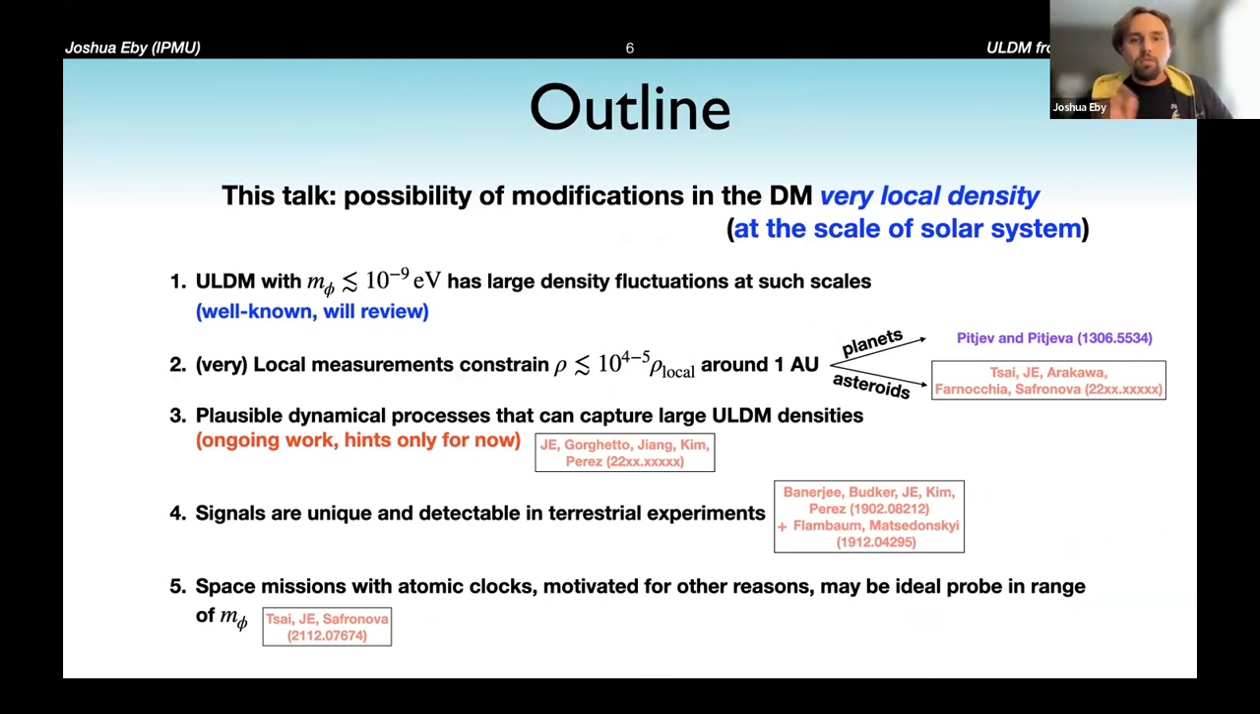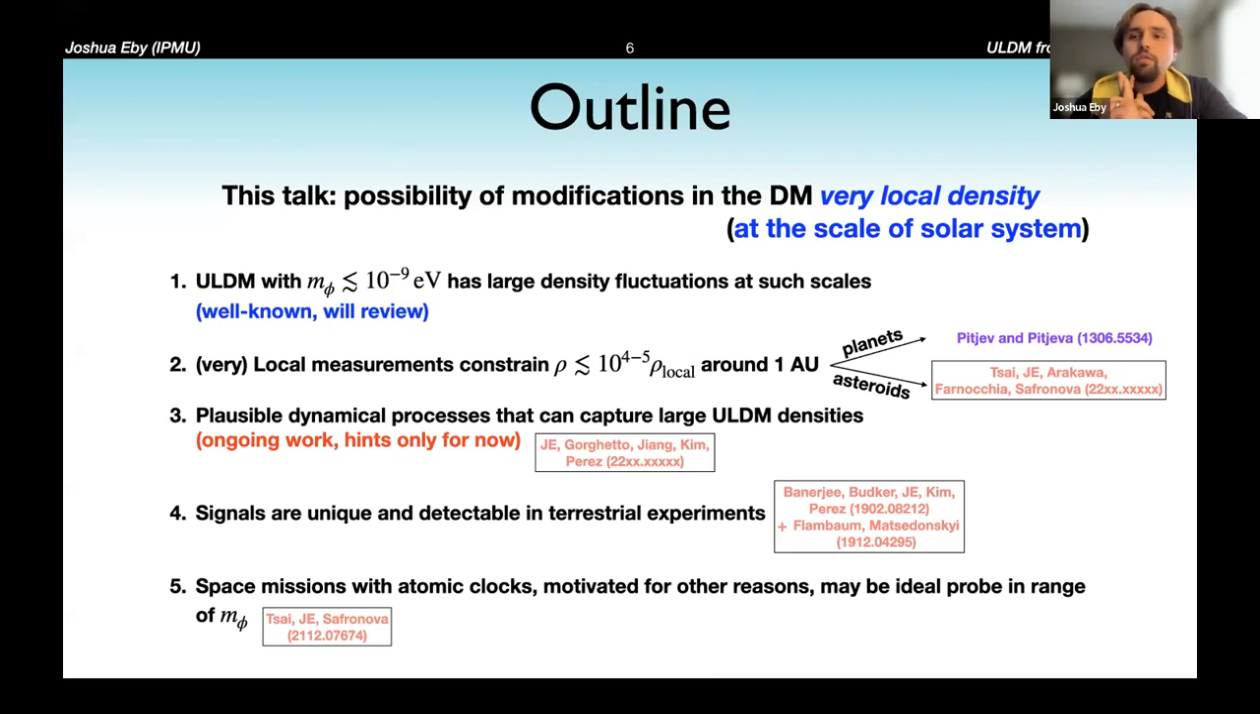So with all of that as background and motivation, this is basically my outline of the talk. In the first part, I will just review what are the kinds of density fluctuations we know exist for ultralight dark matter. A lot of this stuff is very well known. I will point out what are the actual constraints on the very local density. So how do we know that the very local density in our solar system is not much, much higher than was usually quoted?